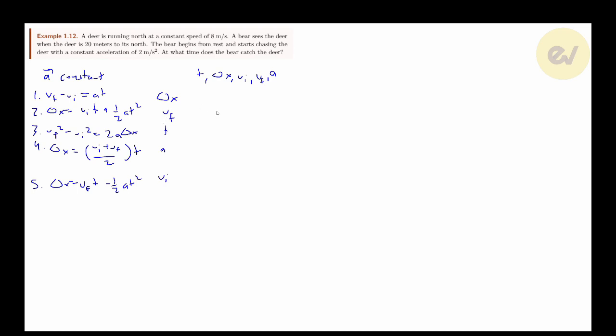So what this means is that if you are given 4 facts about an object's kinematics and movement, then you can automatically find the 5th variable by using one of these equations. Alright, so now that we've gone over the kinematics equations, let's go ahead and look at this problem.